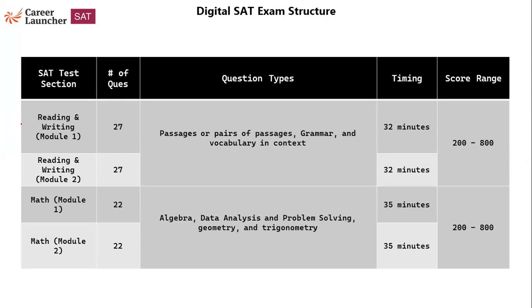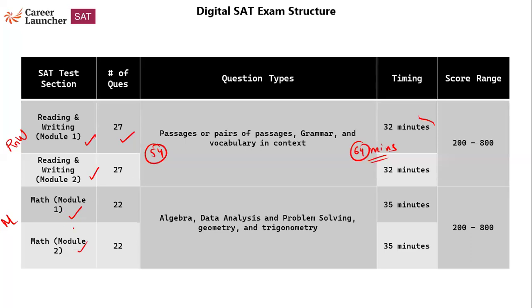So in SAT, there are two sections, and each section has two modules. One is the reading and writing section. The next one is the math section. There are two different modules in the reading and writing section, and similarly two different modules in the math section. There are a total of 27 questions in each module of the reading and writing section. That makes a total of 54 questions, for which you'll get 64 minutes, 32 minutes in each module.